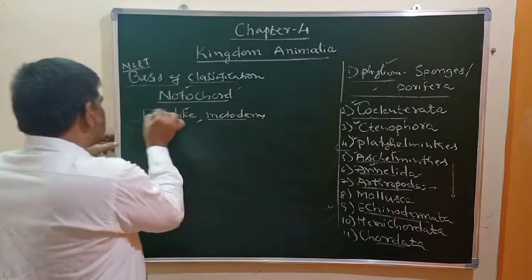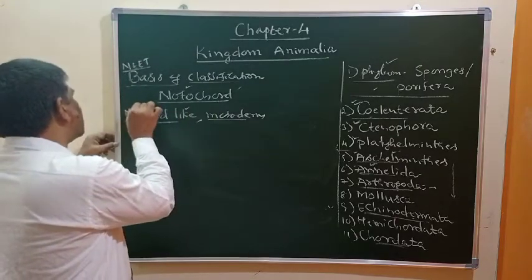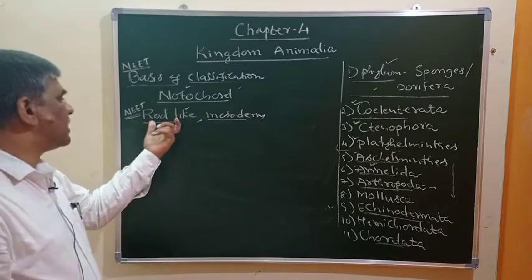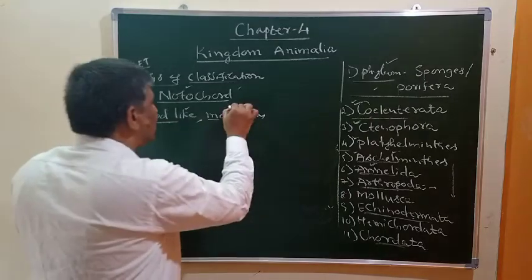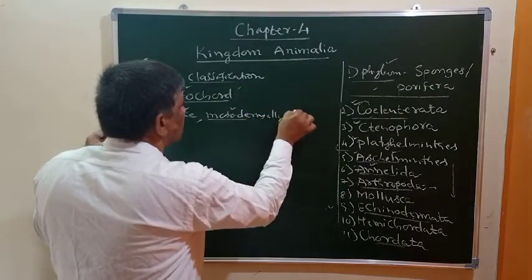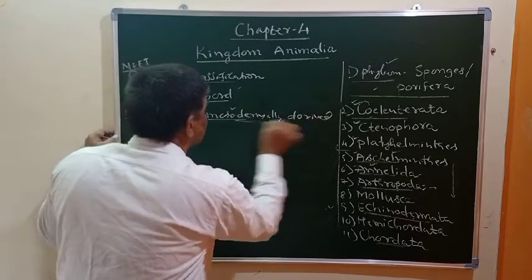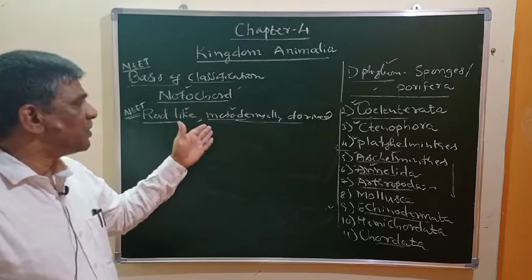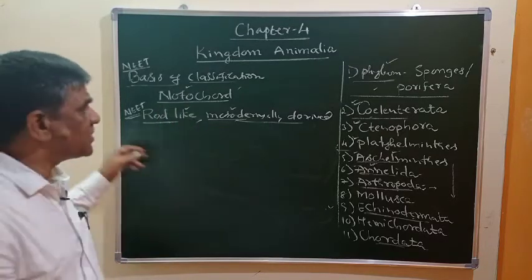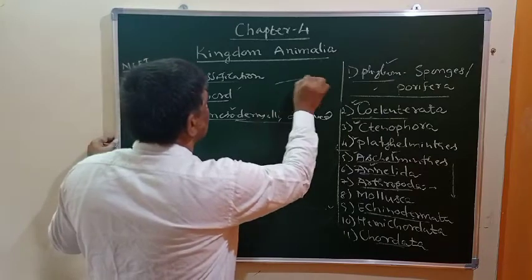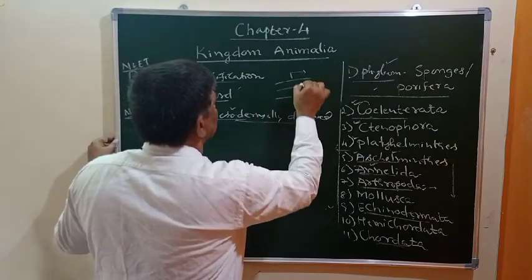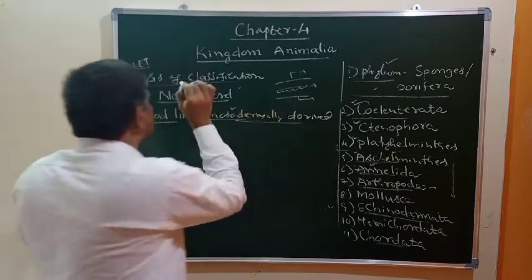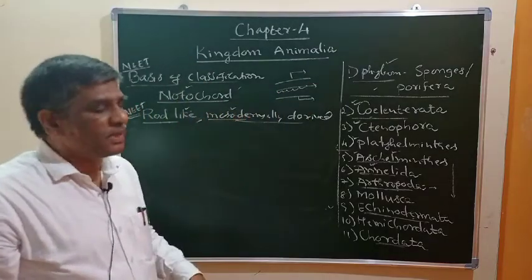This sentence is very important from the point of NEET. Some students may not understand the meaning. Rod-like you can understand, you have seen a rod. Why is it called mesodermally derived? I have already studied this on the basis of classification: diploblastic and triploblastic organization. In a triploblastic organization, cells are organized in three different layers: ectoderm, mesoderm and endoderm. From this mesoderm, the notochord is formed. Therefore it is a mesodermally derived structure.